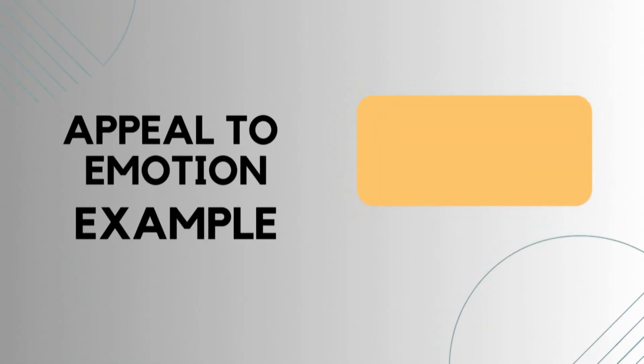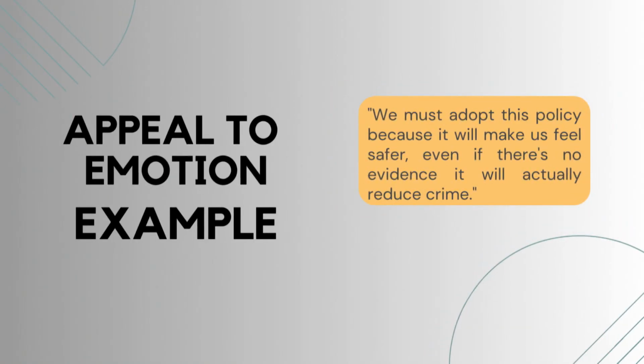Appeal to emotion example: We must adopt this policy because it will make us feel safer, even if there's no evidence it will actually reduce crime. But in a real case, after tragic events, such as terrorist attacks, policymakers sometimes push for strict security measures by invoking fear and sadness. For instance, the USA Patriot Act was passed shortly after the 9/11 attacks with strong emotional appeals to national security, despite concerns about civil liberties.